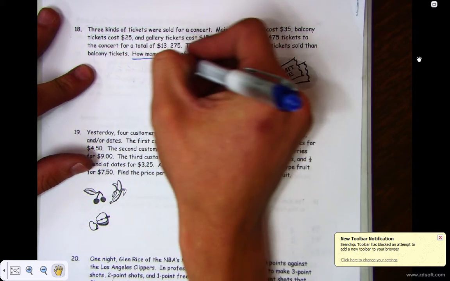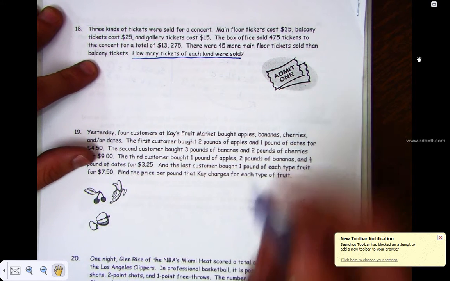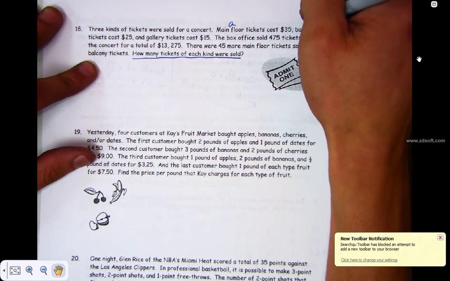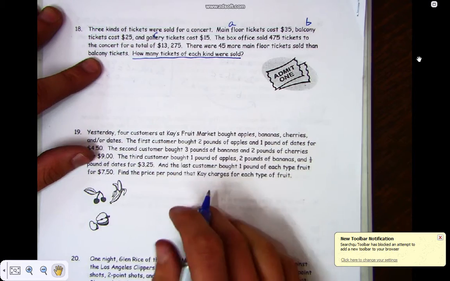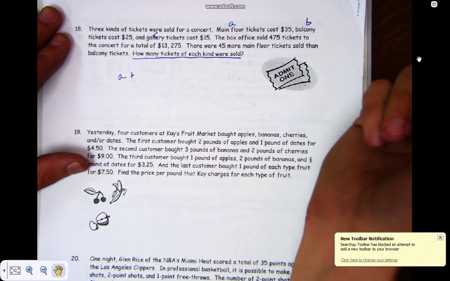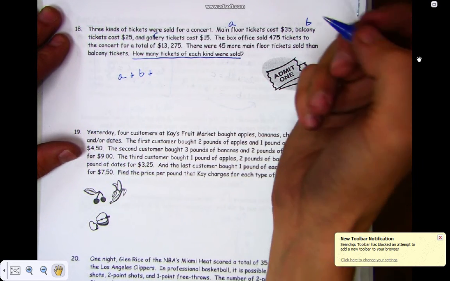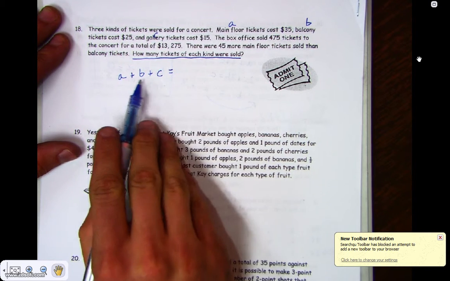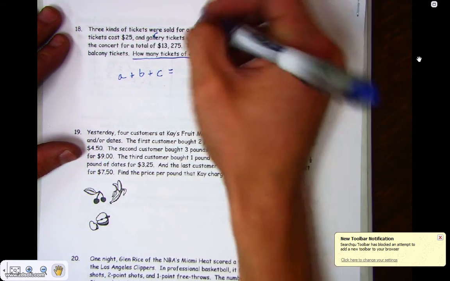So look, there's the question, how many tickets of each kind were sold? There's our variables, alright? So how many main floor tickets? Call it A. How many balcony tickets? Call it B. How many gallery tickets? Call it C, okay? So we don't know how many main floor tickets we have. We don't know how many balcony tickets we sold. We don't know how many gallery tickets we sold. But we do know that all 3 of these types of tickets added together should get 475 tickets total.